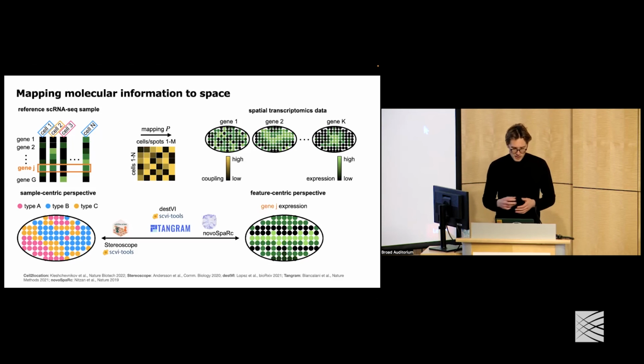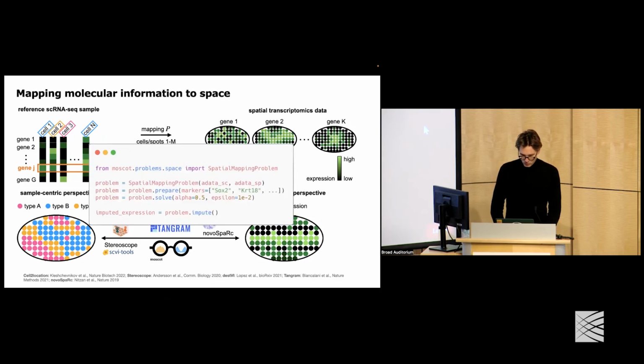The different methods span the spectrum, like Tangram and DestVI, that can do both. NovoSpark can in principle do both because it covers this coupling matrix, but in the original publication focused on the feature-centric perspective, and Stereoscope and CellVI focus more on the sample-centric perspective. Moscot sits in the middle, so it can also do both. It can give you the feature-centric perspective and also the sample-centric perspective. But in this talk, I'll just give a quick demonstration of what it can do in the feature-centric perspective.